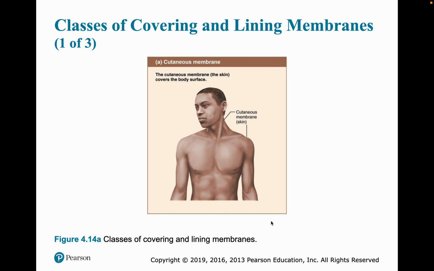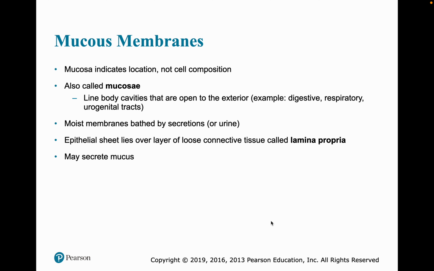The mucous membranes are called mucous membranes because of their location, not because of their composition. They are also called mucosae. They line body cavities that are open to the exterior. So remember that the inside of your digestive system, the inside of your respiratory system, and the inside of your genital tract are actually outside world as far as you're concerned. These are all moist membranes bathed by secretion or urine.